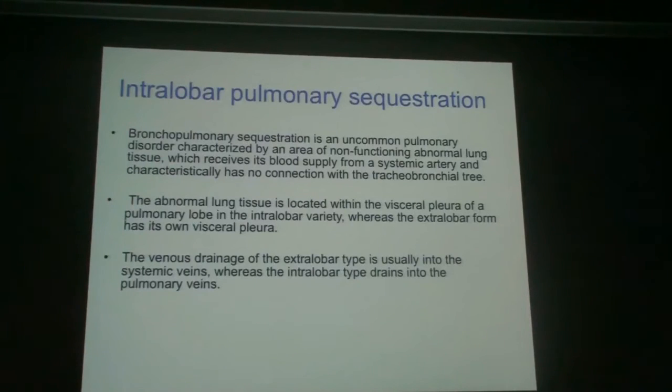And in the intralobar pulmonary sequestration, the abnormal lung tissue is located within the visceral pleura, whereas in the extralobar form, it has its own visceral pleura. And the venous drainage in the intralobar type is connected to the pulmonary veins and then to the left atrium, whereas in the extralobar type, which is much more uncommon, it is connected to the systemic veins.